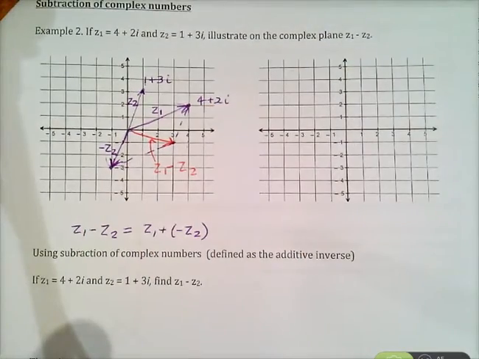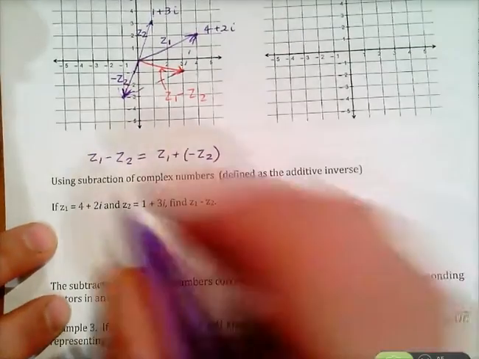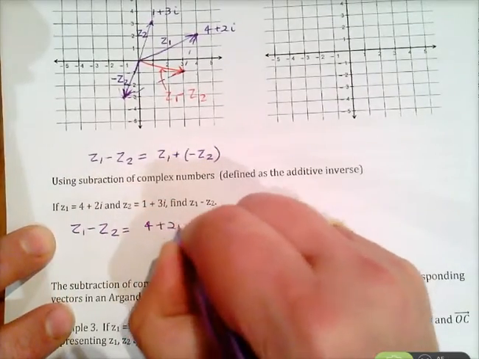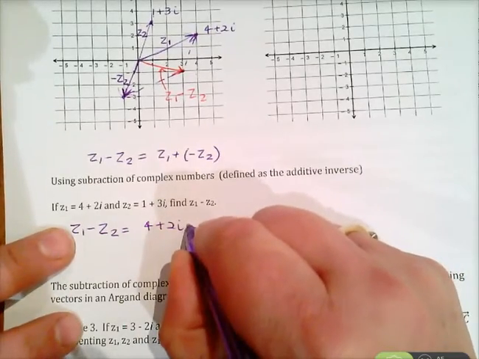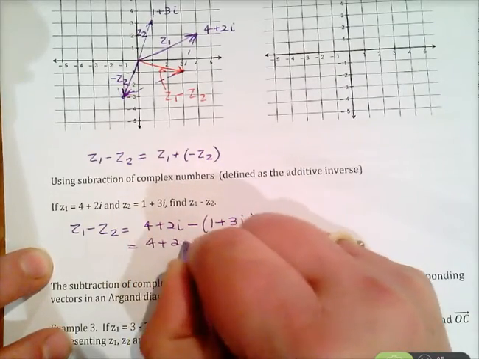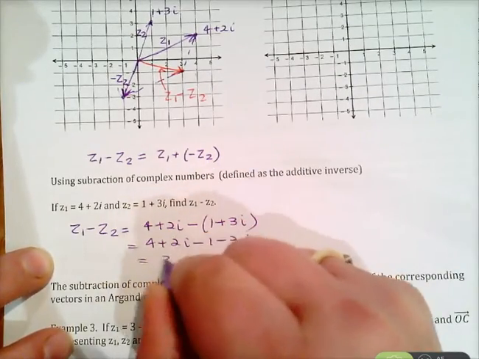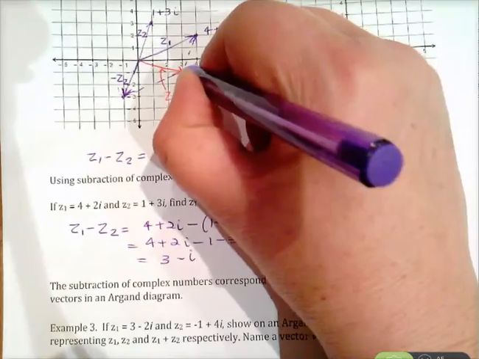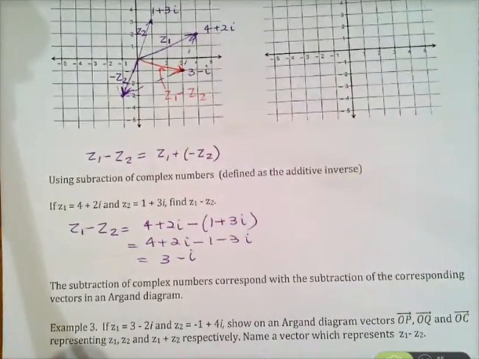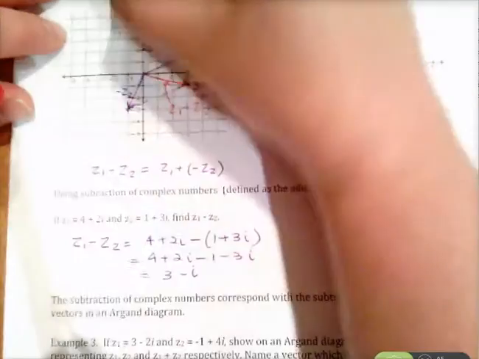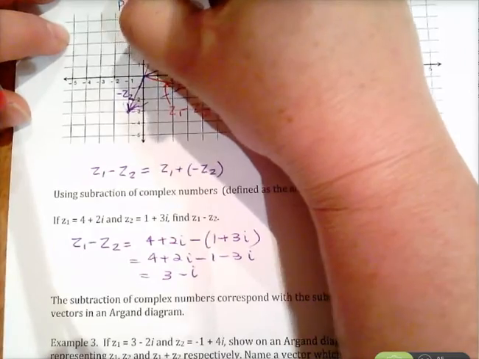Okay, now let me just use subtraction of complex numbers to see what z1 minus z2 is. So z1 minus z2 is 4 plus 2i minus 1 plus 3i, which is 4 plus 2i minus 1 minus 3i, which is 3 minus i. And is that where we've ended up here? And we have. This resultant point is 3 minus i. So that's subtracting complex numbers using the parallelogram method.